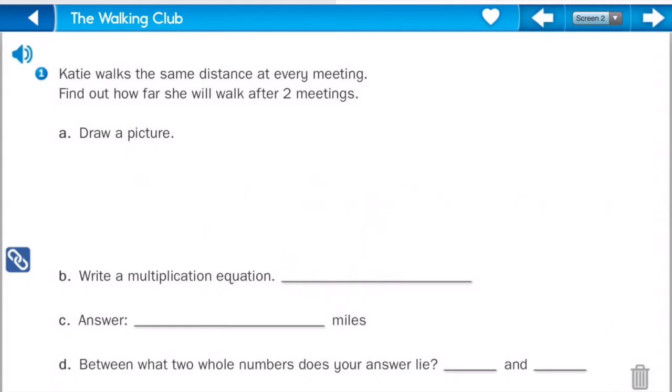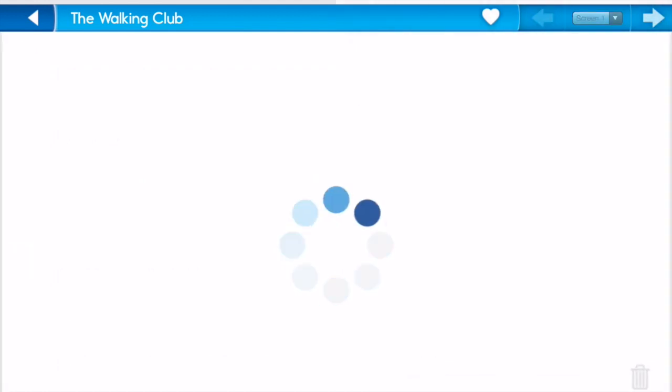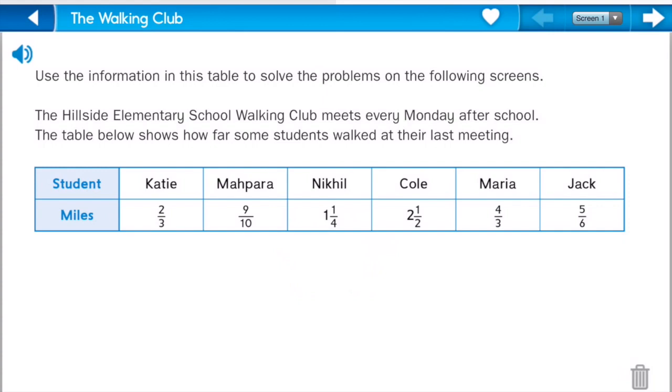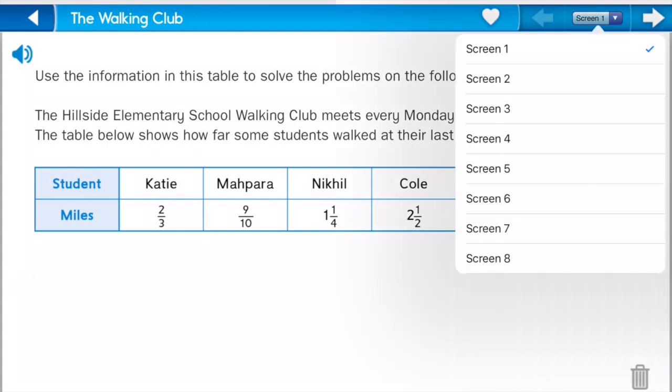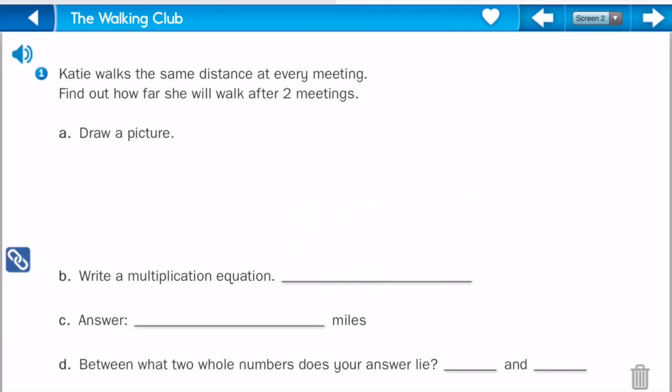So Katie walks the same distance at every meeting. Find out how far she will walk after 2 meetings. All right, so let's go back and see how much Katie walks. So Katie walks 2/3 of a mile. So let's go back to screen 2. 2/3 of a mile. So they want us to draw a picture. And they want us to write a multiplication equation. Then they want the answer in miles. And then they want to know between what 2 whole numbers does the answer lie.